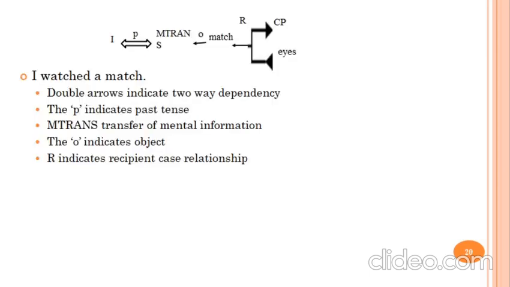Let's see one example of representation of normal language into scripts. I watched a movie. This sentence is in the past form. So you can see there is a double arrow indicating a two-way dependency. The P above the arrow indicates the past tense. Trans here indicates the transfer of information. And the sentence is I watched the match. The arrow from match to the subject is indicating O above it, which is nothing but object. R indicates the recipient case relationship. As the match is seen through the eye, the information is gained by the eye.